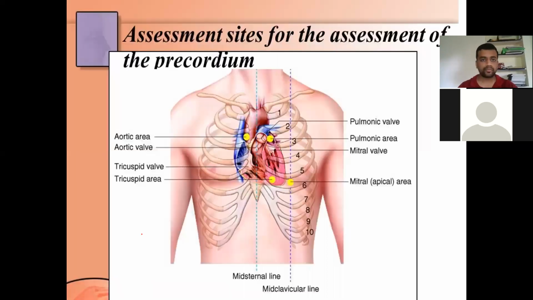So coming to the assessment of areas, we have got a mitral area here, a tricuspid area, then a pulmonary area, and then an aortic area. We have got two more areas here. One is called Gibson's area, and one more is Erb's area. Can anyone tell me what those areas are? If anybody has read, what is Gibson's area and what is Erb's area?